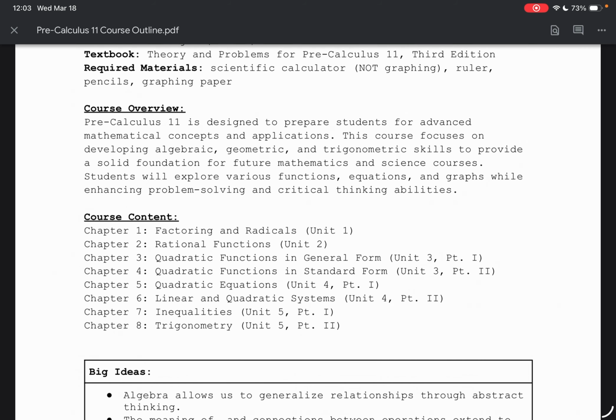Pre-Calculus 11 is designed to prepare students for advanced mathematical concepts and applications. This course focuses on developing algebraic, geometric, and trigonometric skills to provide a solid foundation for future mathematics and science courses. Students will explore various functions, equations, and graphs while enhancing problem-solving and critical thinking abilities.